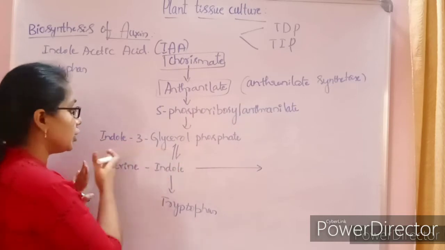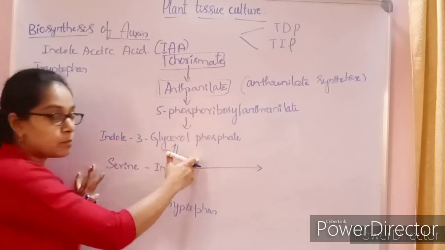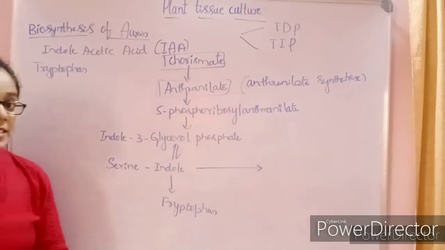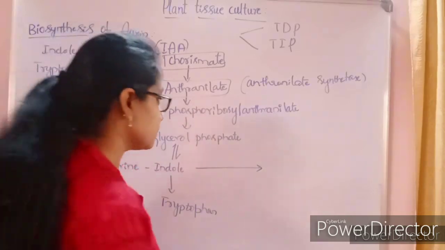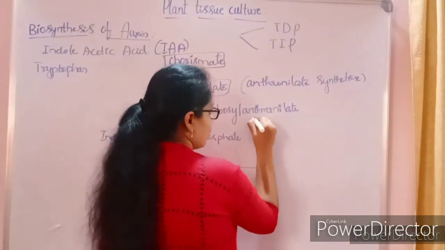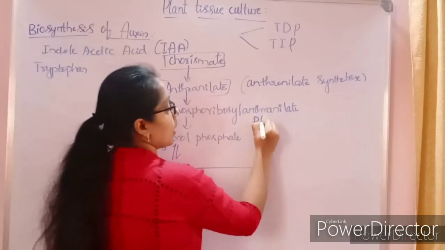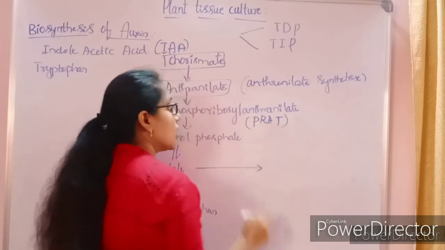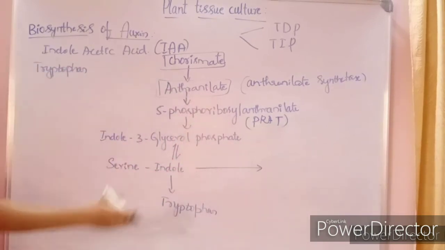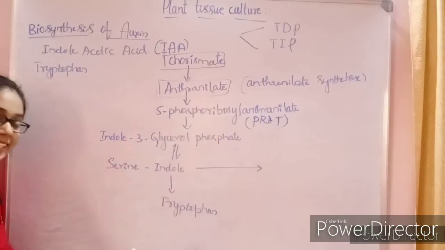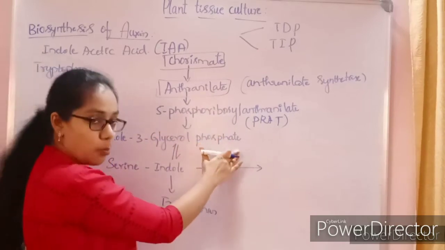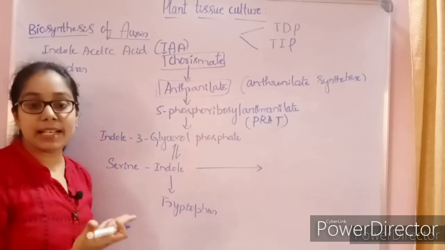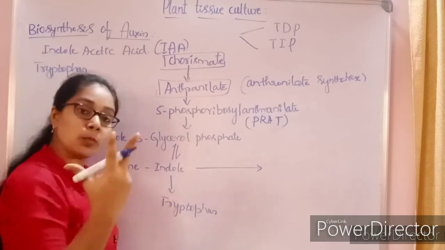now will get converted into indole 3-glycerol phosphate, in the presence of an enzyme called phosphoribosyl anthranilate transferase. Okay, so in short I will write it formally as PRAT. Now in the presence of this enzyme, this 5-phosphoribosyl anthranilate gets converted into indole 3-glycerol phosphate. Now this indole 3-glycerol phosphate undergoes a reversible reaction to form two products.